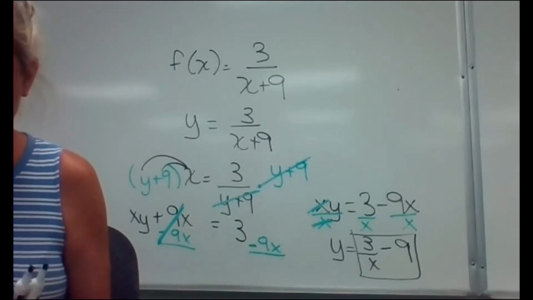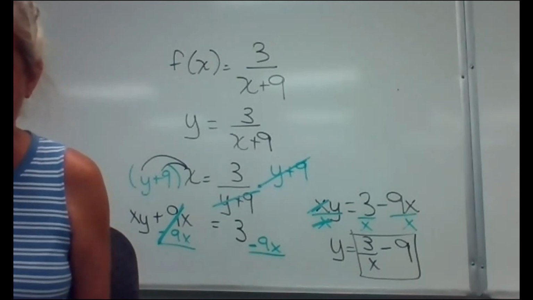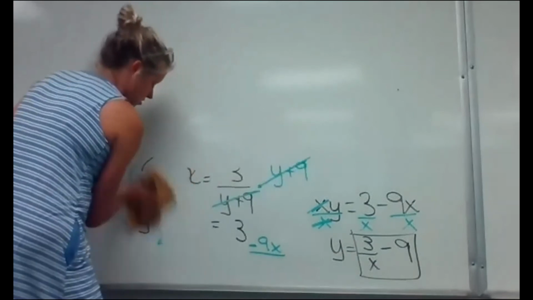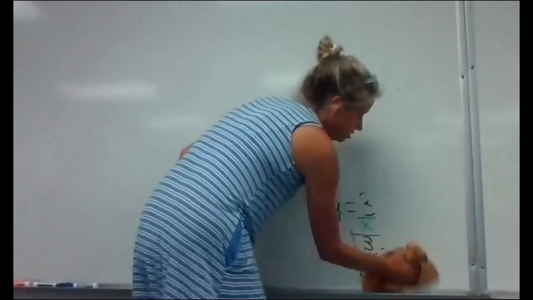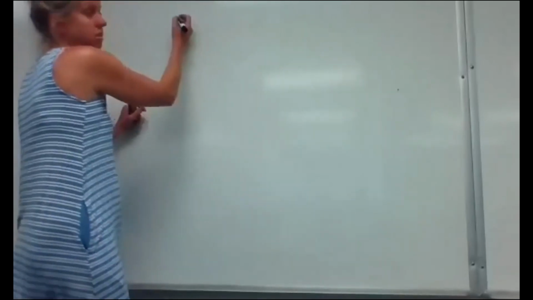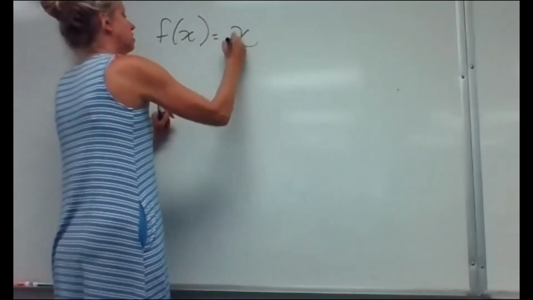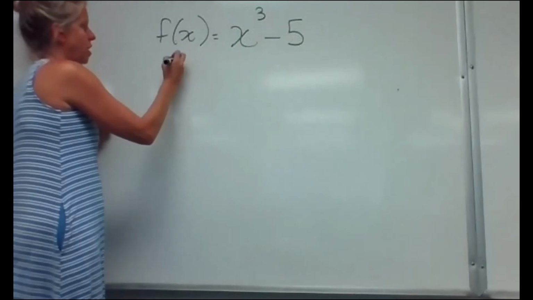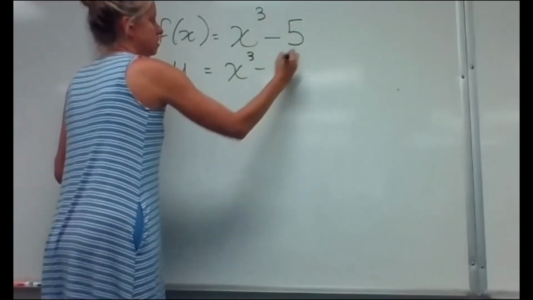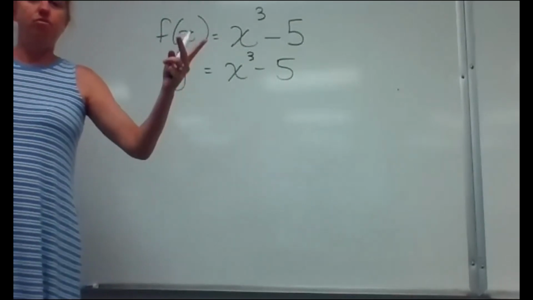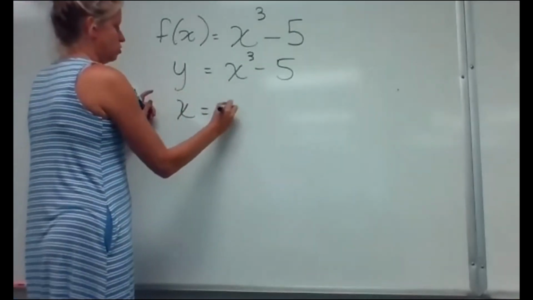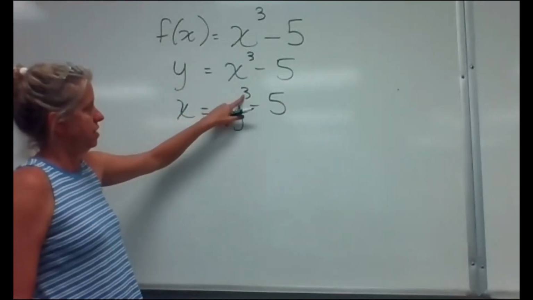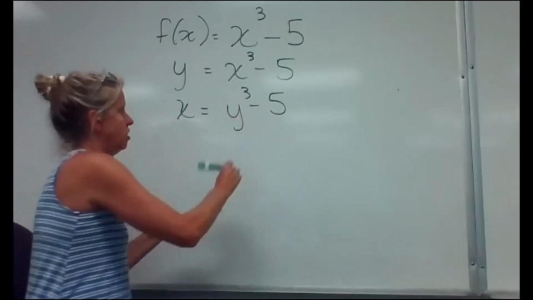Three more. F of x equals x to the third minus 5. Okay, we're going to replace this with a y. Flip-flop your x and y. So x equals y to the third minus 5. And then solve it. I want this y by itself. So the first thing that needs to go away is that minus 5. I'll get rid of it with a plus 5.